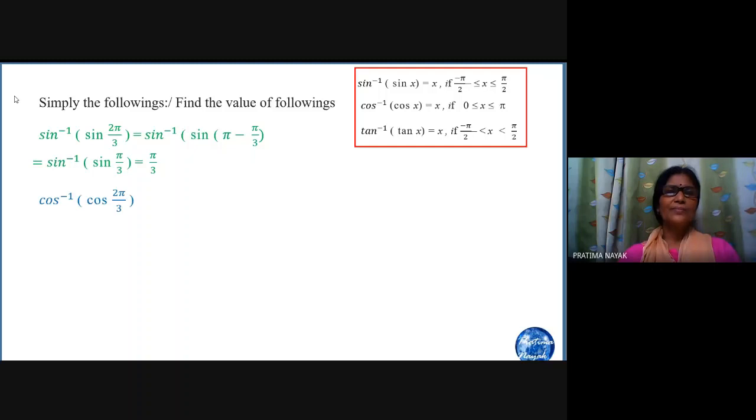Next question. Cos inverse cos 2 pi by 3. Should we subtract from pi? No, it is just 2 pi by 3, because for the cos inverse function, its range is 0 to pi. So it will be 2 pi by 3.